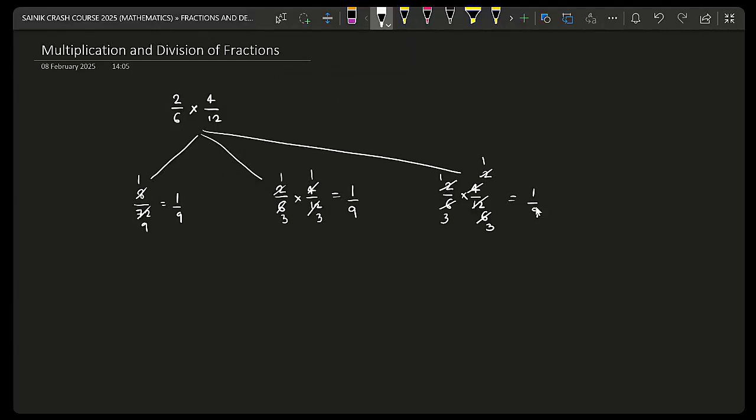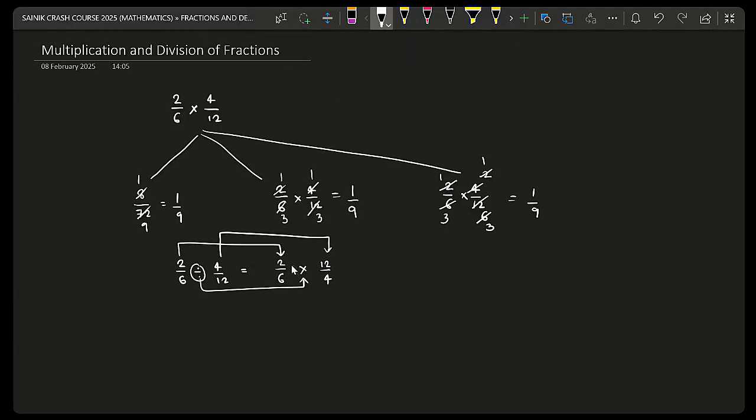Next, division of fractions. For example, the same example: 2 by 6 divided by 4 by 12. For division, we depend on multiplication only. You have to remember one thing. First fraction will be as it is, that is 2 by 6. Then division is going to become multiplication, and the second fraction is going to become its reciprocal. So what are the changes required in doing division of fractions? First fraction will be as it is, division becomes multiplication, and second fraction becomes reciprocal. And from there everything is as it is.